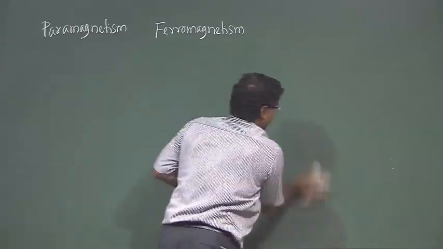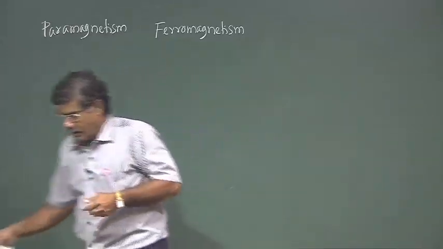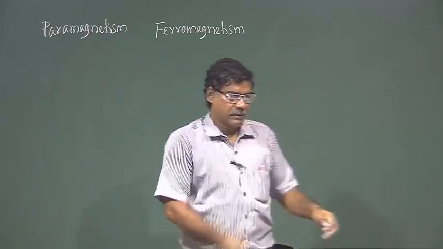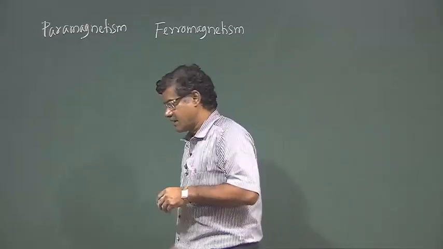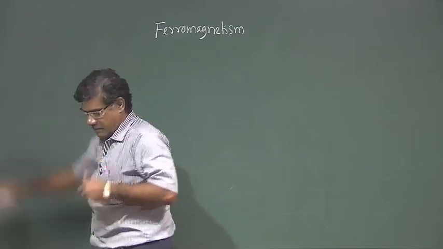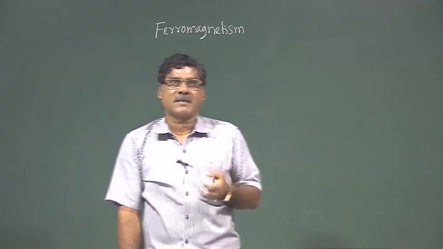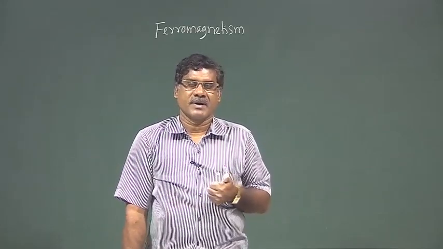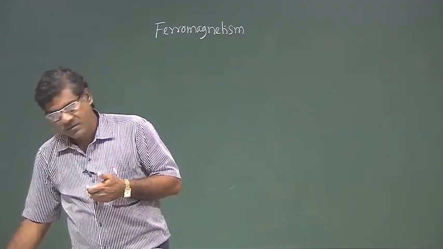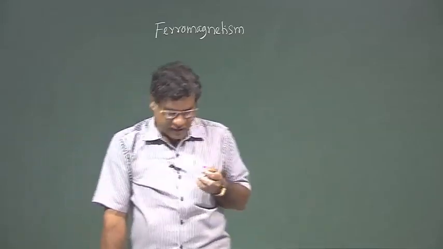Okay. So, now ferromagnetic material. There is a spontaneous magnetization. That means there must be some internal field in the ferromagnetic material, right. So, we have to find out what is the origin of that internal field. Okay.